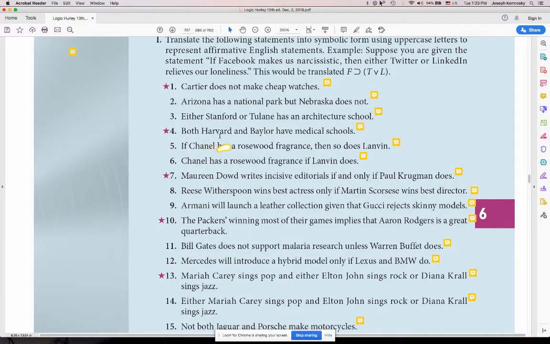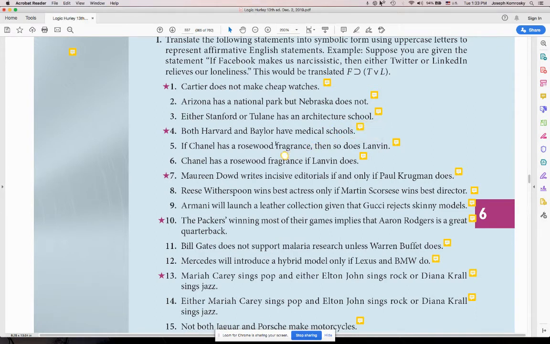What about this one? 4. Both Harvard and Baylor have medical schools. I'll give you a second. Try to give me the answer for that. How many of you said H dot B? If you did, you're right. H dot B. Real simple, right? H for Harvard, B for Baylor. We know the and is a dot symbol, not a wedge. It's a dot, and we know it's a conjunction. I don't know why I said wedge. Okay, so real simple. First letter of the first word that stands out, Harvard. So we got H, we got B, we got boom. You know, and is a dot.